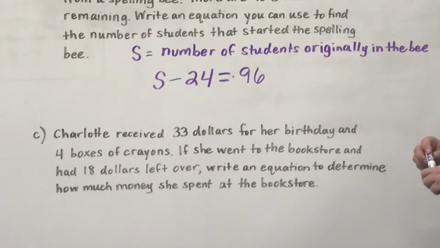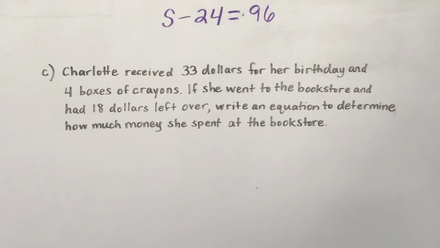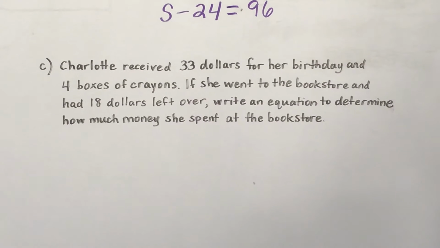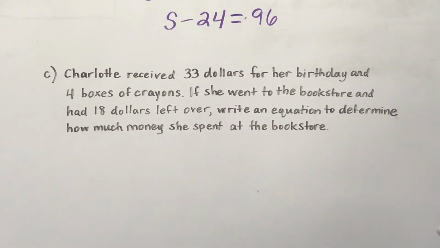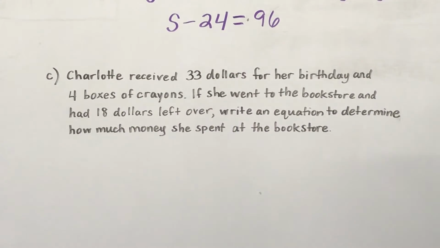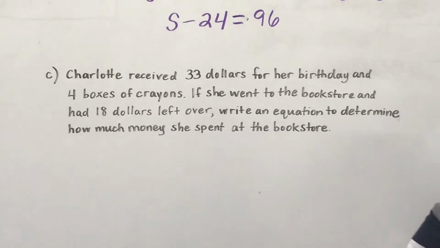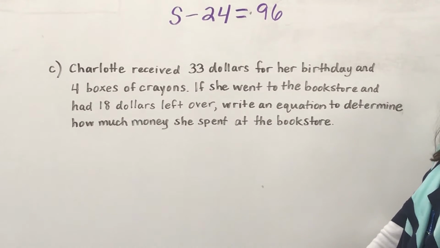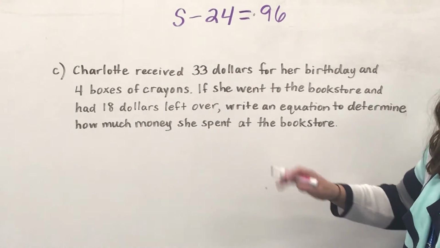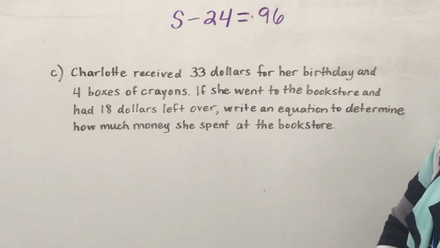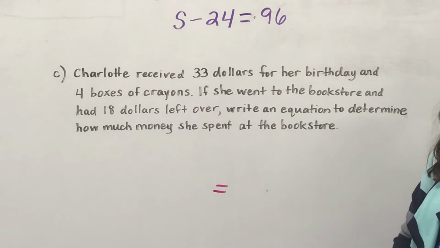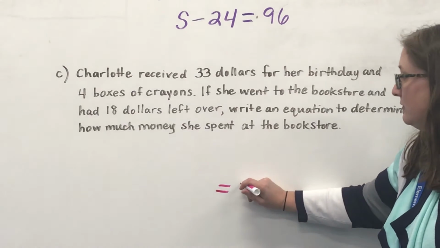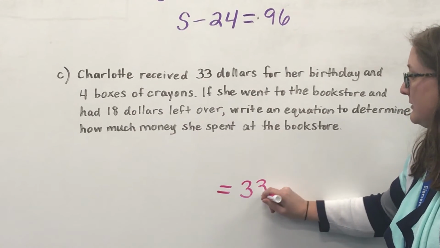Charlotte received $33 for her birthday and 4 boxes of crayons. If she went to the bookstore and had $18 left over, write an equation to determine how much money she spent at the bookstore. Well, first of all, I see some extra information in this one. I don't care that she got 4 boxes of crayons for her birthday. All I care about is the money that she got and is spending at the bookstore. So she got a total of $33.